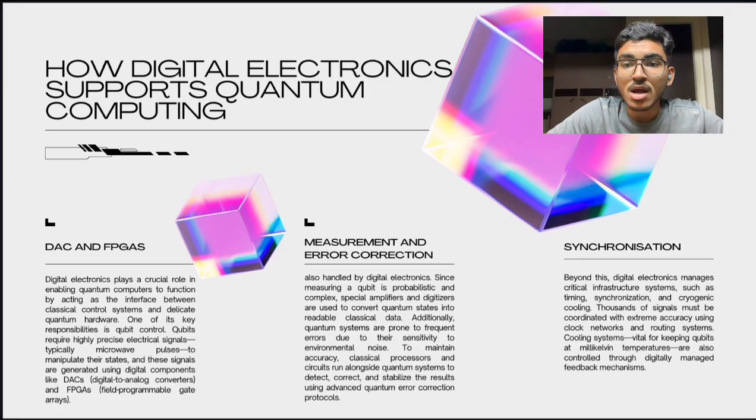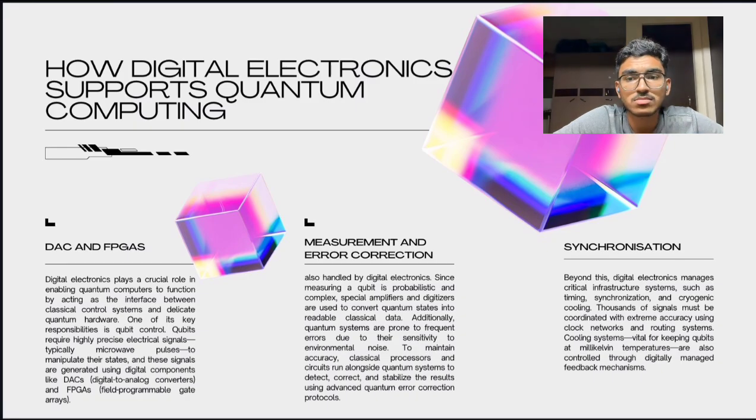in real time. Let's not forget timing and synchronization. In a quantum computer, thousands of signals need to be synchronized with near-perfect timing. Digital electronics handles this orchestration through precise clock distribution networks and signal routing.